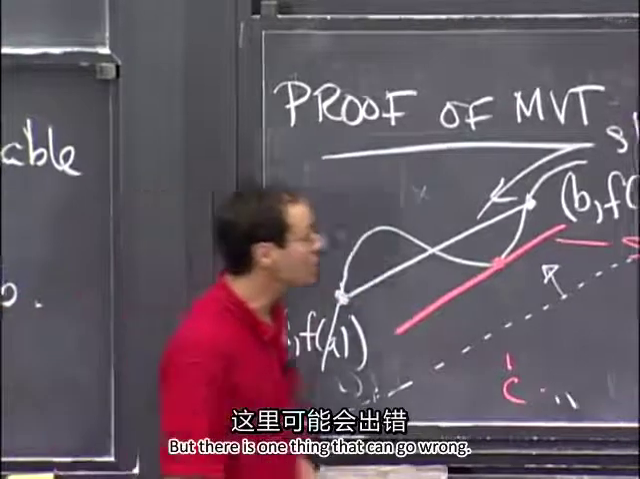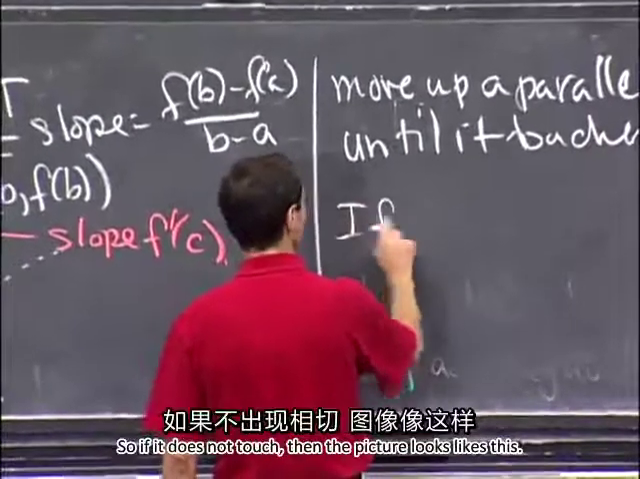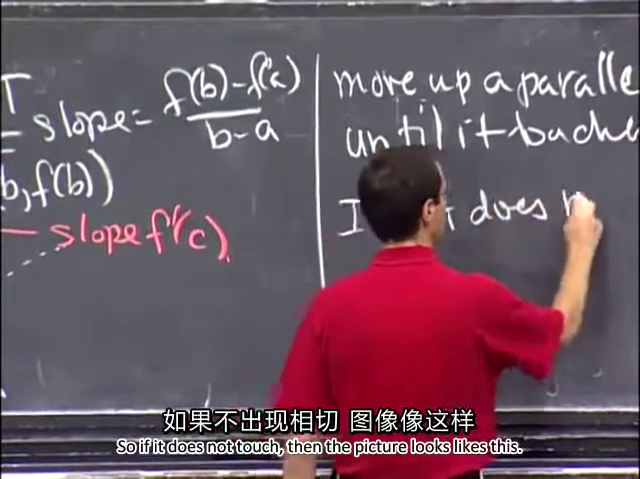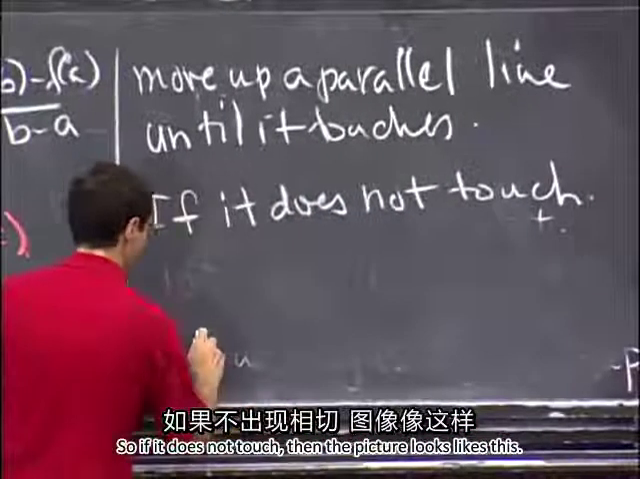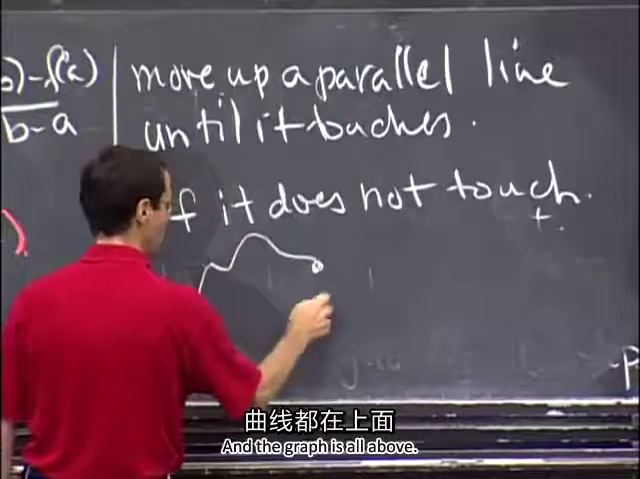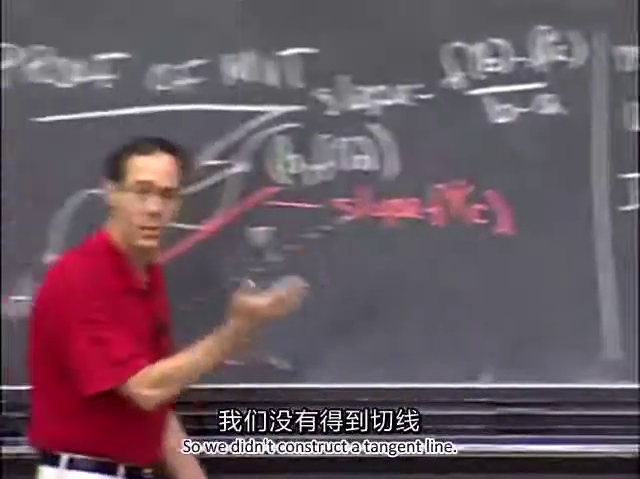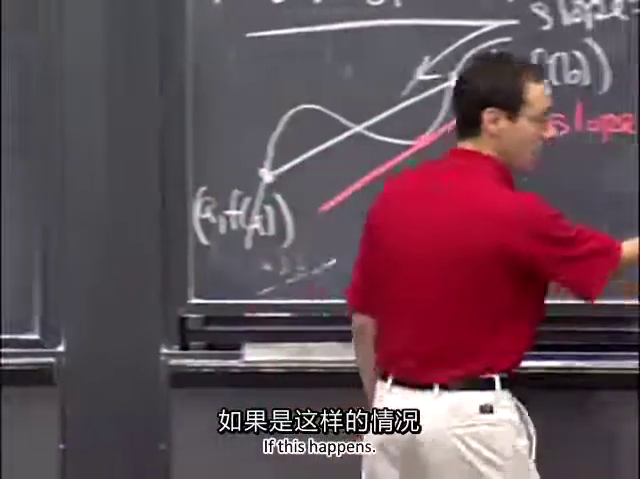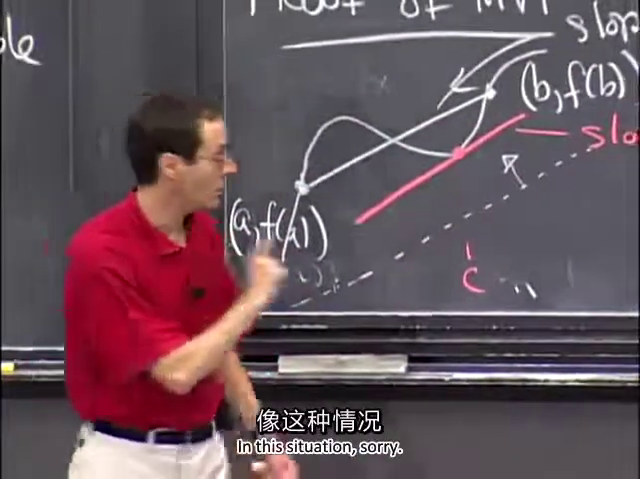But there is one thing that can go wrong. If it does not touch, then the picture looks like this. Here are the same two points, and the graph is all above. And we brought up our thing, and it went like that. Okay, so we didn't construct a tangent line if this happens. All right, so we're in trouble in this situation.